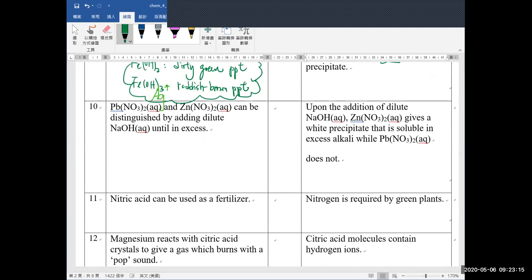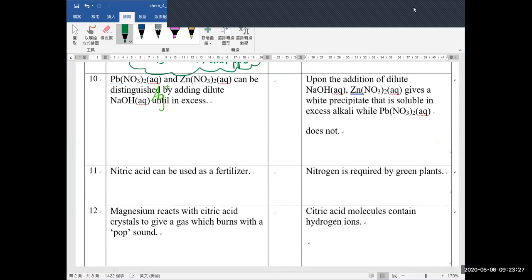Question 10. Lei Zhang Jie. Question 10. Cyrus, question 11. Yu Zihong, Cyrus, question 12. Yes, question. Take a look at question 10. Lei Zhang Jie, Cyrus, and Cyrus.